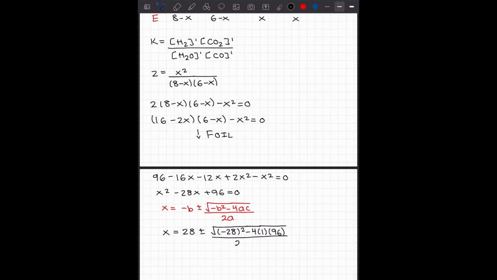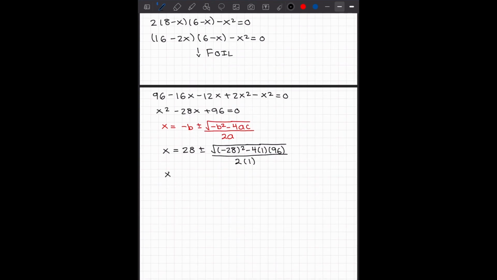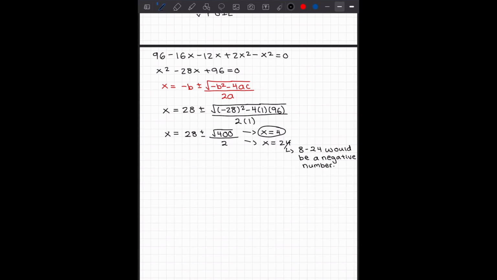which is just 2. Once we've gotten that far, we can multiply all the variables to get the square root of 400 over 2, and we end up with two values, x equals 4 and x equals 24. And over here, 8 or 6 minus 24 will both be negative numbers, so it's pretty clear that the value we need to use here is 4. Plugging it back into our K equation, we can get all the values at equilibrium.